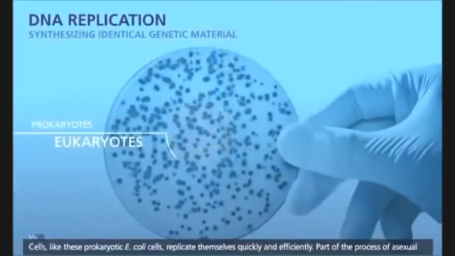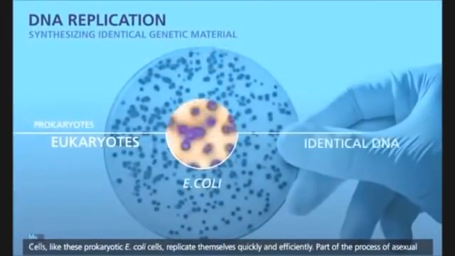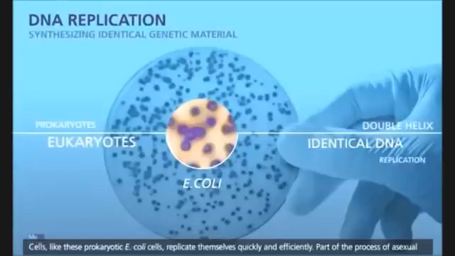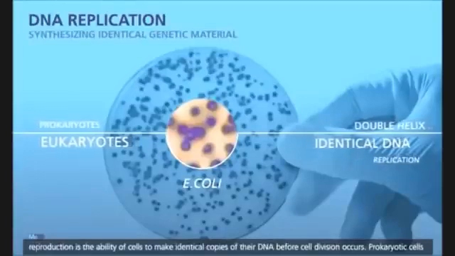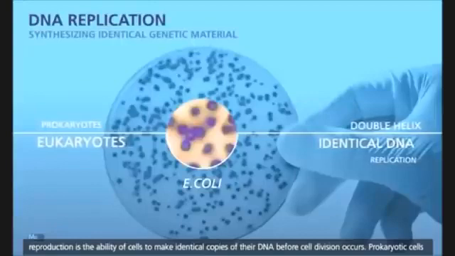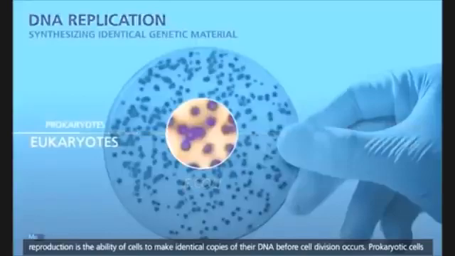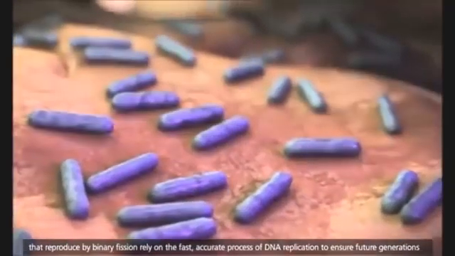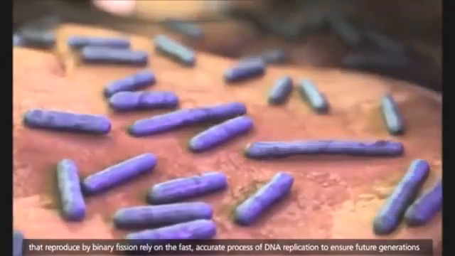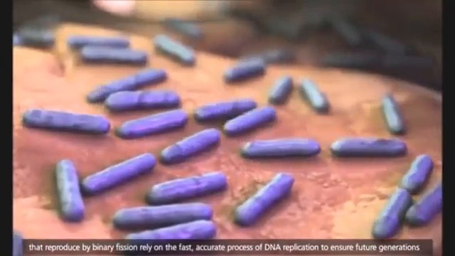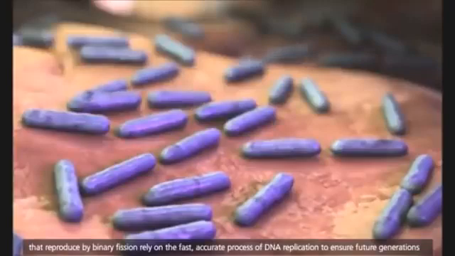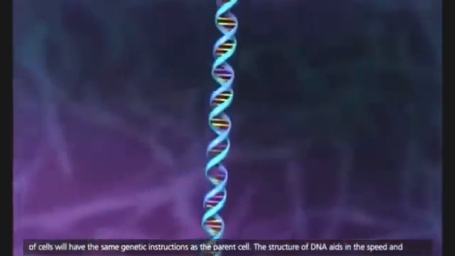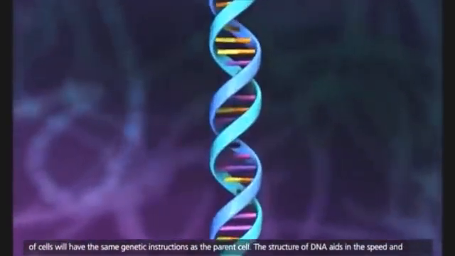Like these prokaryotic E. coli cells replicate themselves quickly and efficiently. Part of the process of asexual reproduction is the ability of cells to make identical copies of their DNA before cell division occurs. Prokaryotic cells that reproduce by binary fission rely on the fast, accurate process of DNA replication to ensure future generations of cells will have the same genetic instructions as the parent cell.